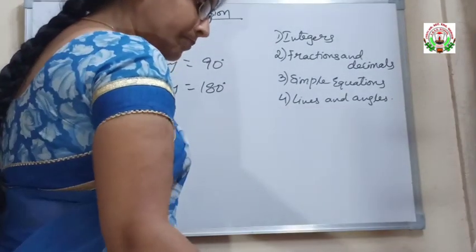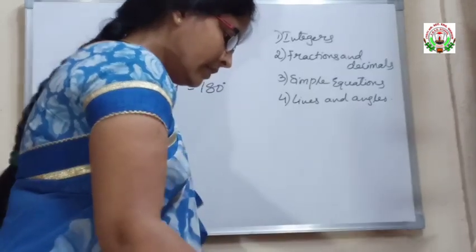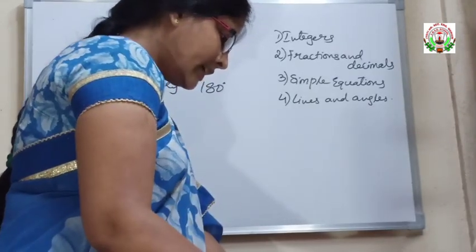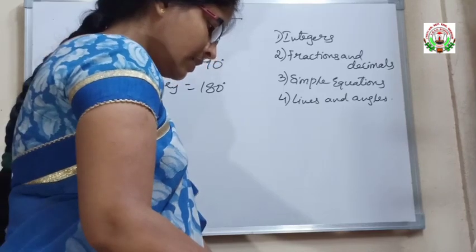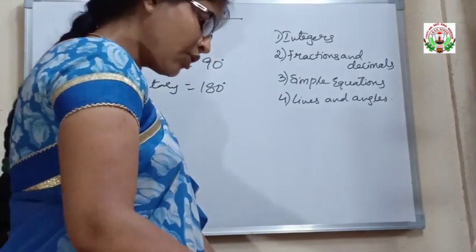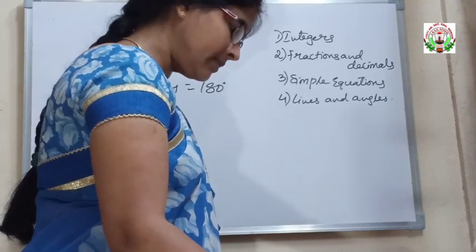Next one is linear pair of angles: adjacent angles whose non-common sides are opposite rays.